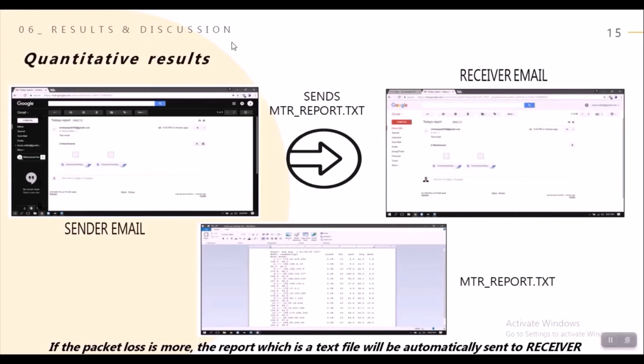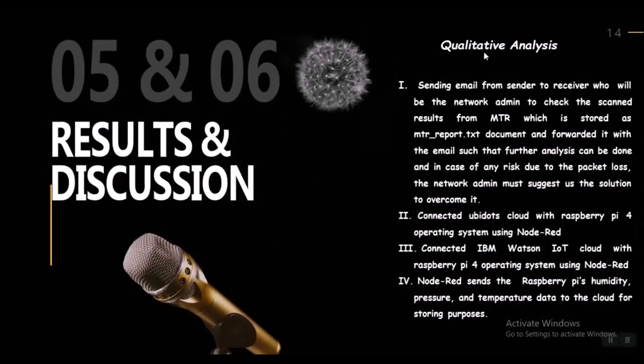I have divided the results and discussion into two parts: quantitative and qualitative results. As you can see in the previous slide, that was a qualitative analysis. I connected IBM Cloud with the Raspberry Pi, and I also connected IBM Watson to the Node-RED flow, and I created some small connections to observe the Raspberry Pi's temperature, pressure, and humidity, so that I can know when it will cool down. Otherwise, it can also lead to heat issues.